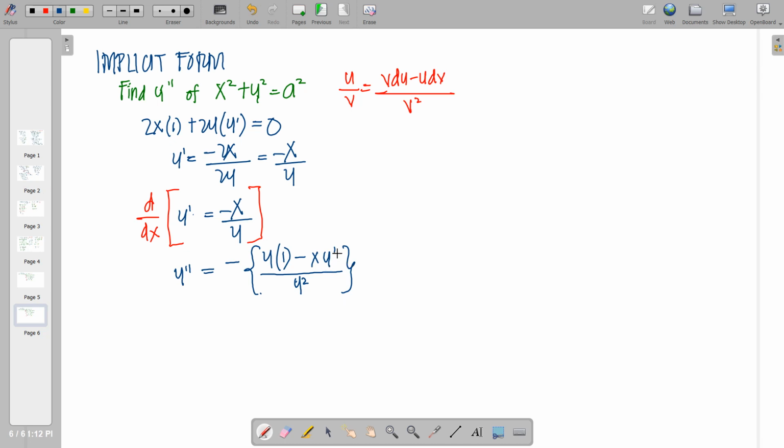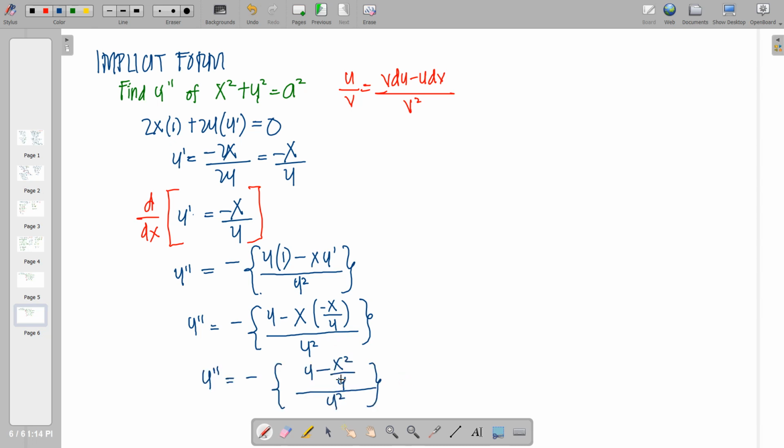So observe that y prime here is present in our equation. So no problem with that. We'll just have to replace it by its defined function here. So y prime here is replaced by negative x all over y. So we simplify the numerator. So x will be combined to that fraction here. So that becomes x squared all over y.